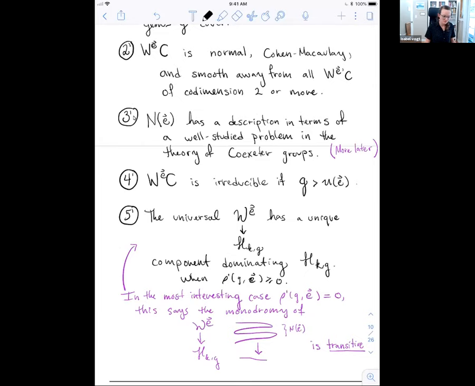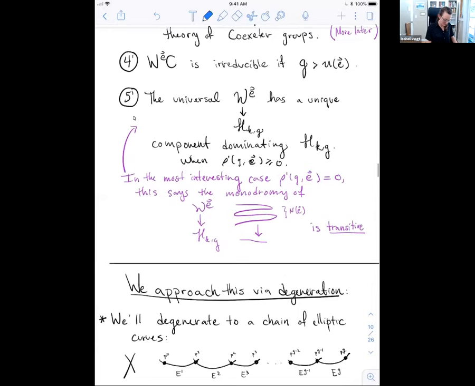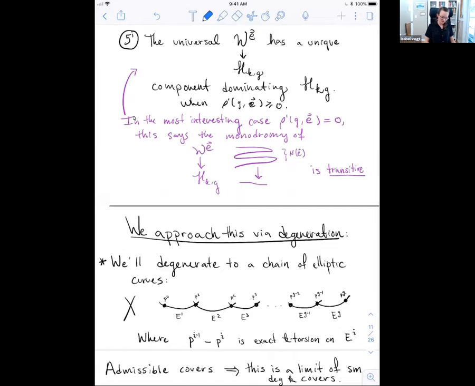Okay. So, as in previous work, we attack this problem via degeneration. So the degeneration that we're going to take is to a chain of elliptic curves. So for the rest of the talk, I'm going to denote this by X. That's going to be my chain of elliptic curves, g elliptic curves, which are joined at nodes p_1 through p_{g-1}, as I've indicated here. And the condition is that p_{i-1} minus p_i is exactly k-torsion on E_i, which says if I take the function that illustrates the linear equivalence between k times p_{i-1} and k times p_i, I get a degree k map to P1 from each elliptic curve, which is totally ramified at the points p_{i-1} and p_i.